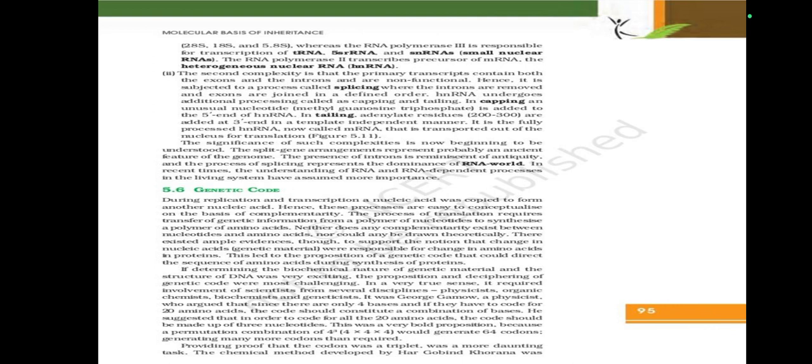In capping, an unusual nucleotide, methyl guanosine triphosphate, is added to the 5' end of hnRNA, and in tailing, adenylate residues, 200 to 300, are added at the 3' end in a template-independent manner. It is the fully processed hnRNA, now called mRNA, that is transported out of the nucleus for translation. Figure 5.11. The significance of such complexities is now beginning to be understood.